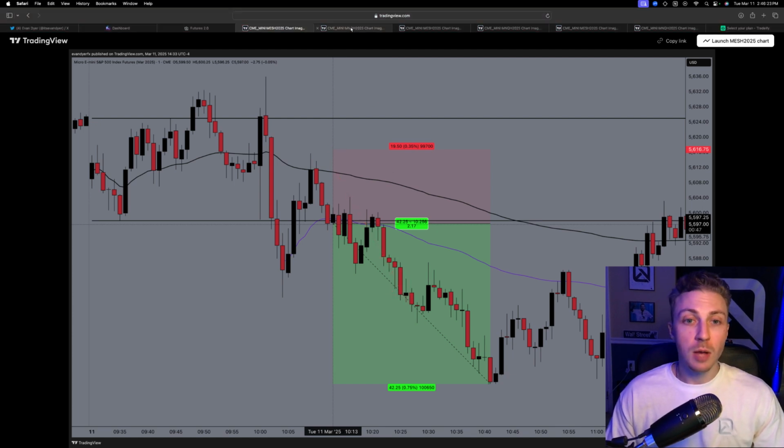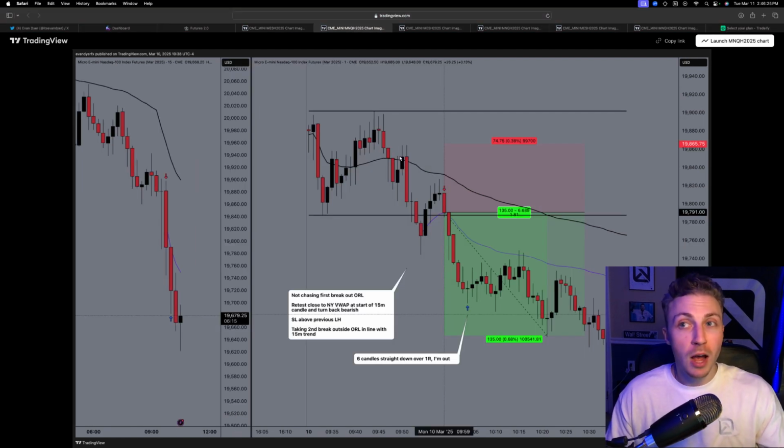Let's take a look at another example. On the same idea the day prior, this is on the 10th on the Monday. This trade was on Tuesday here. The day prior, the exact same thing. Can't make it up. Not chasing this first break outside. See if sellers can defend this New York VWAP. They didn't get quite up there, but sellers are showing the strength, breaking us back out the second time. That's when I want to be in to go continue this trend that is clearly bearish.